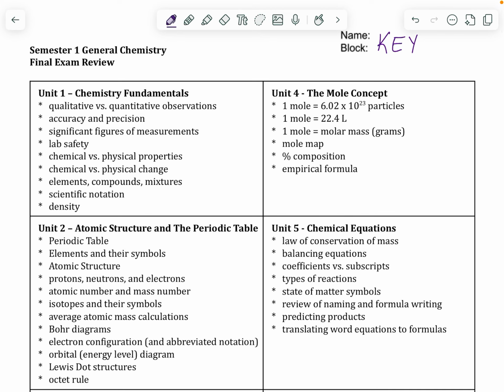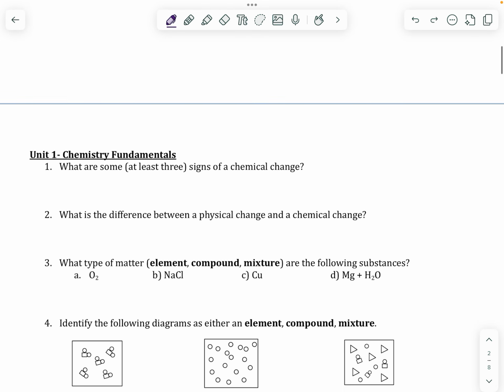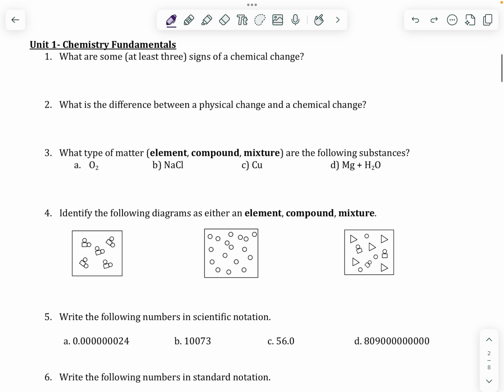All right, so here we're going to go through the first of what'll amount to be 5 videos, one for each portion or each unit on the final exam review packet. So we're going to be starting here with Unit 1, our Chemistry Fundamentals unit, and you have the topics that were covered across the entirety of that unit. That was our introductory unit.